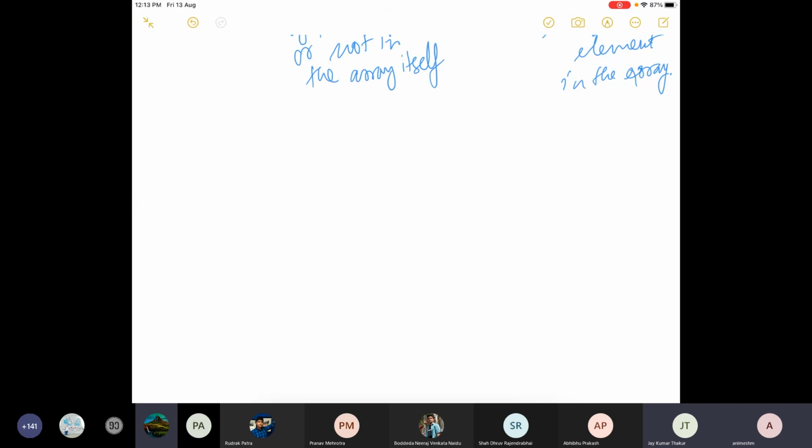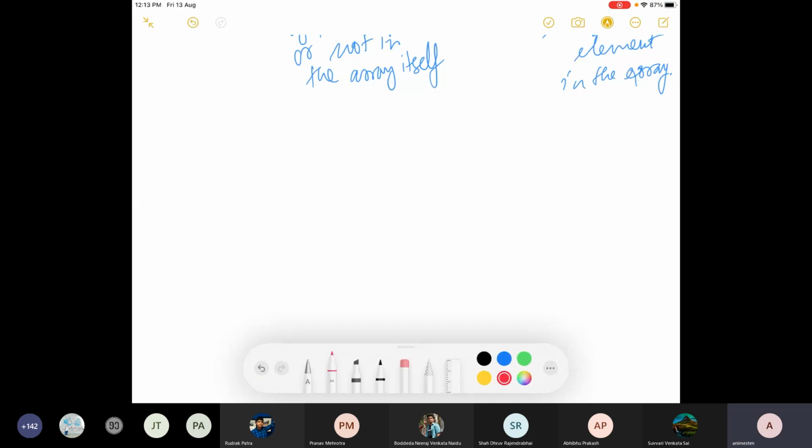Sir, the smallest element can also be the worst case, right? The smallest element will be the worst case. Yes, sir. Okay, agreed. Now suppose I write the numbers for you. Let's say we enumerate the array elements.